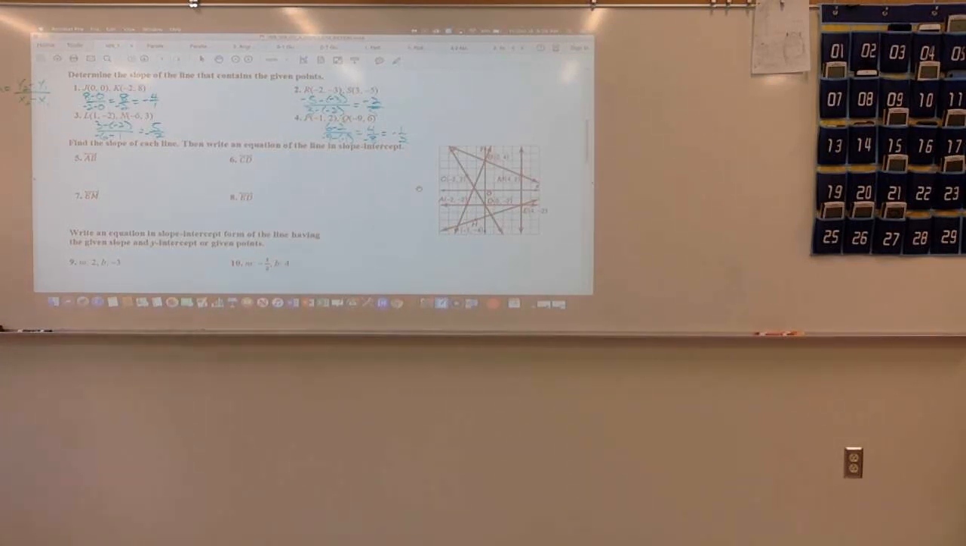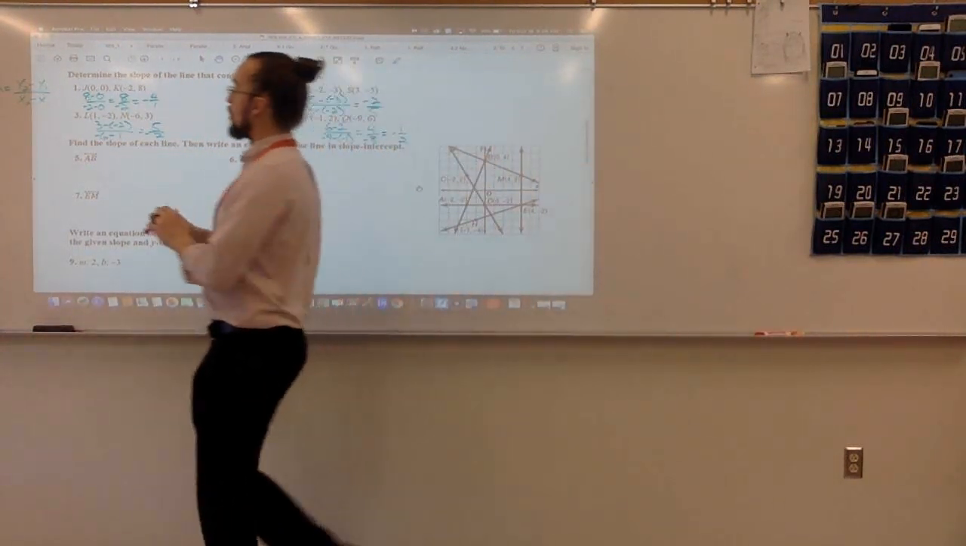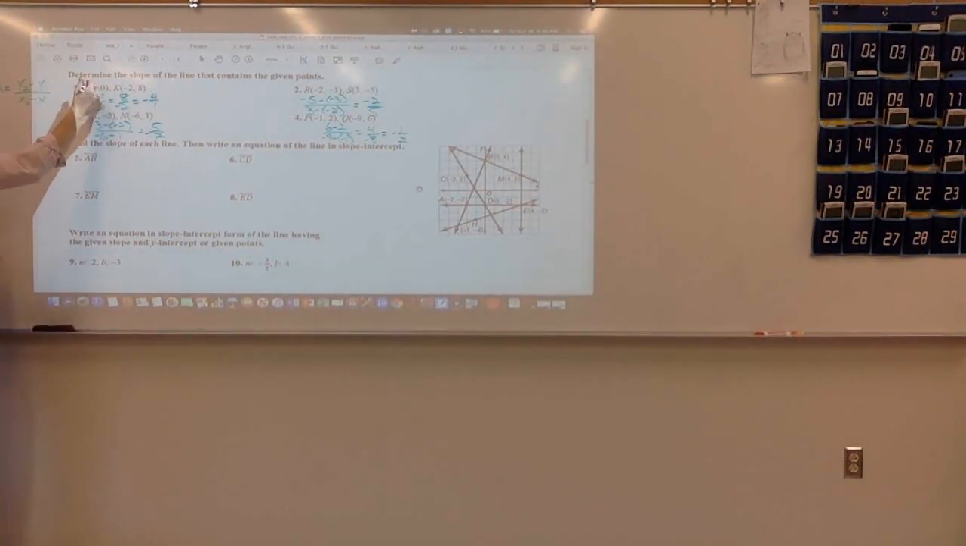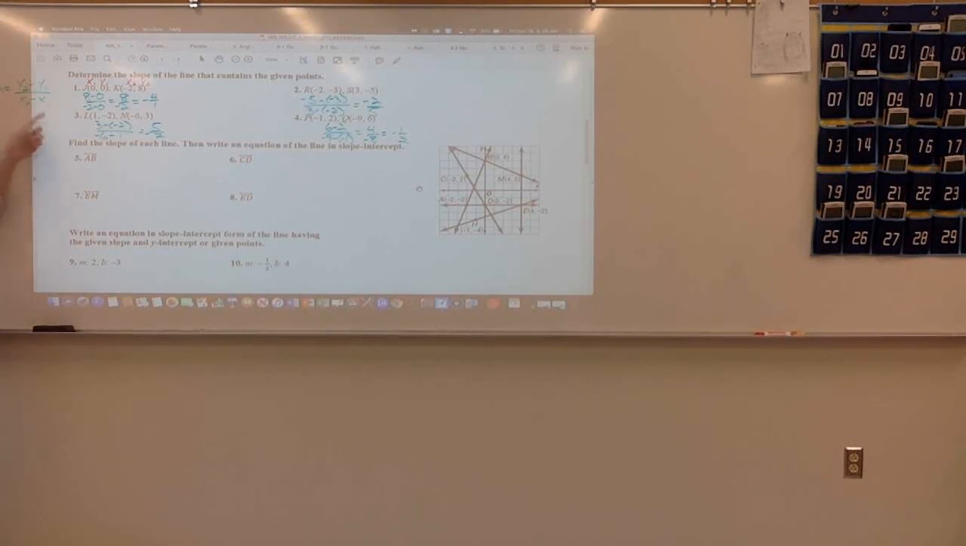Yeah, so y coordinates always go up top. So yeah, I guess I should have labeled the points. So in coordinate points, x is first. So I always put the y's on the numerator. So y2 minus y1 on top, and x2 minus x1.